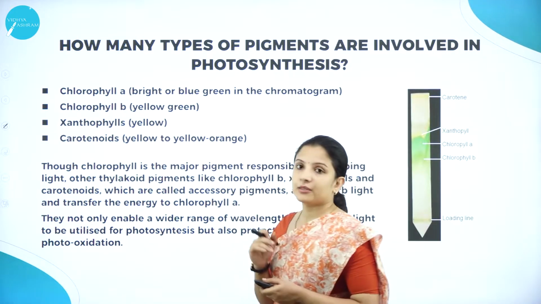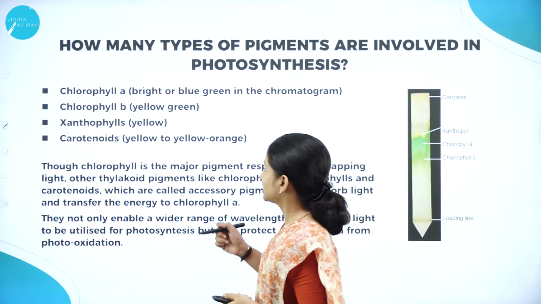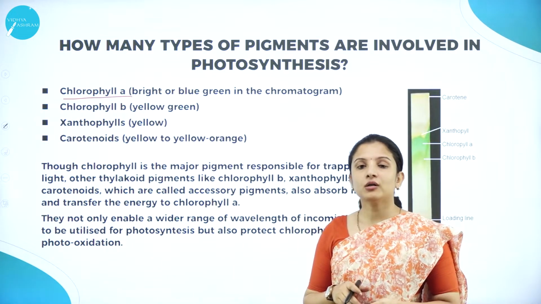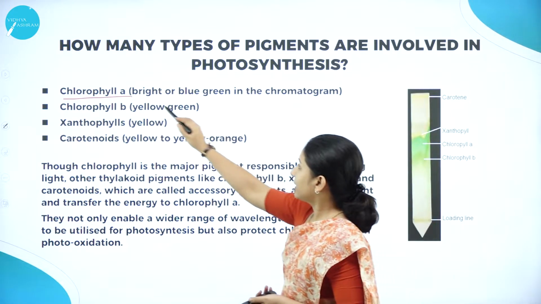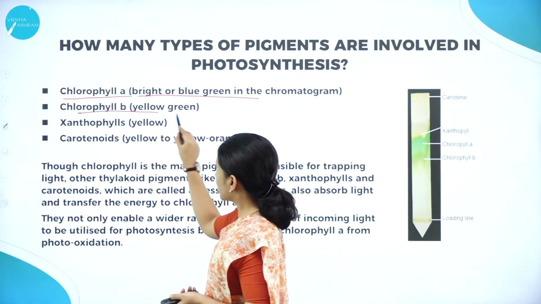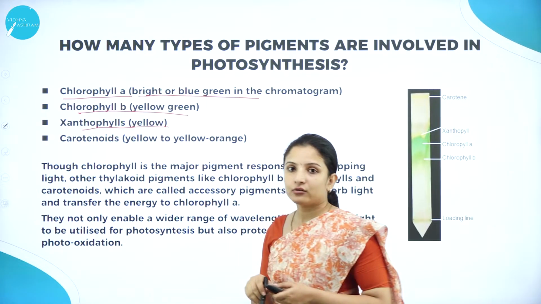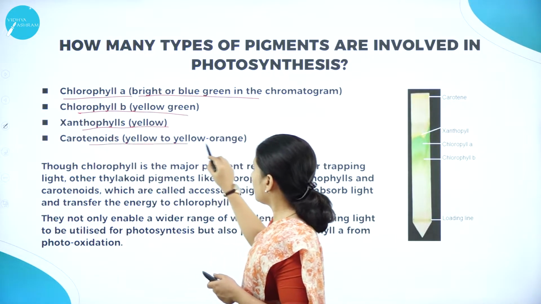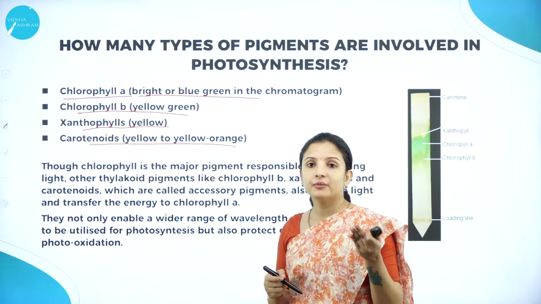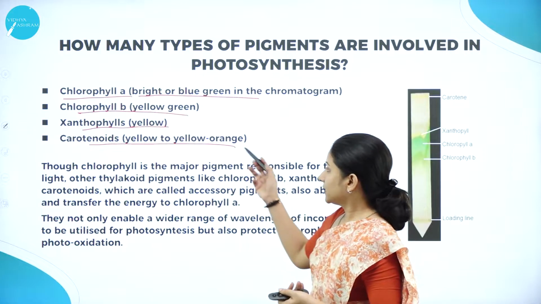So there are 4 types of pigments that actually take part in the process of photosynthesis. They are chlorophyll A, which is bright green or blue-green in color. And chlorophyll B, which is yellow-green in color. Then xanthophylls, which is yellow in color, and carotenoids, which are almost yellow to yellow-orange in color. So easy to remember carotenoids, because carotenoids are abundantly found in carrots, which gives it the yellowish to orange color. So it is easy to remember.